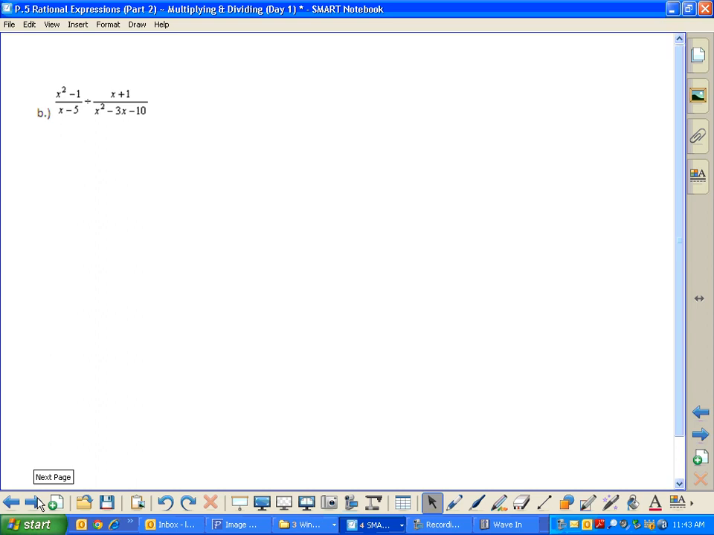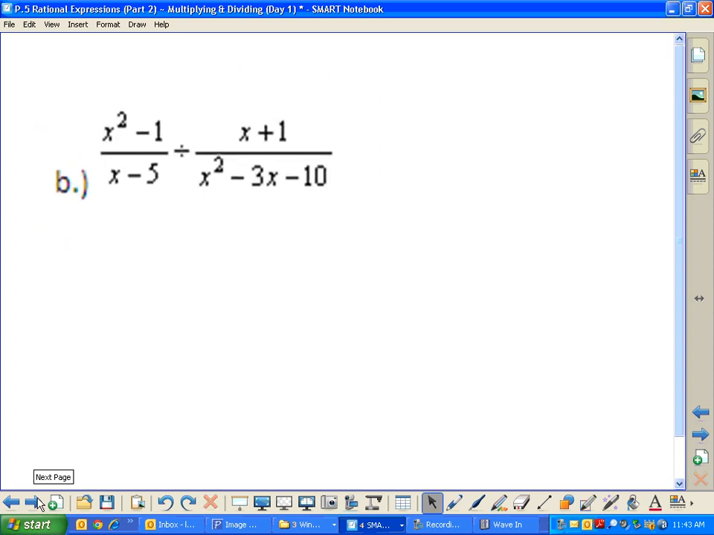So in part B, I see division, and I'm like, oh, we can't divide. So the first thing I do is I rewrite my problem as multiplication. So I'm going to rewrite this as a multiplication problem.